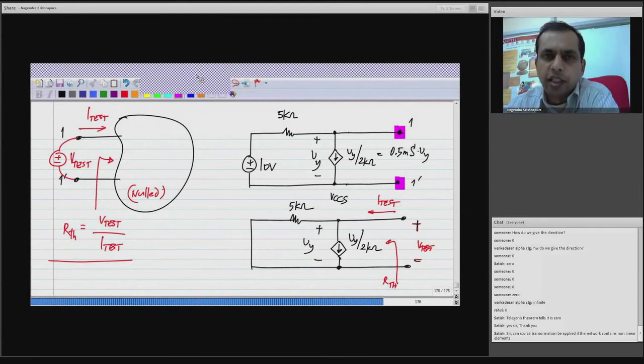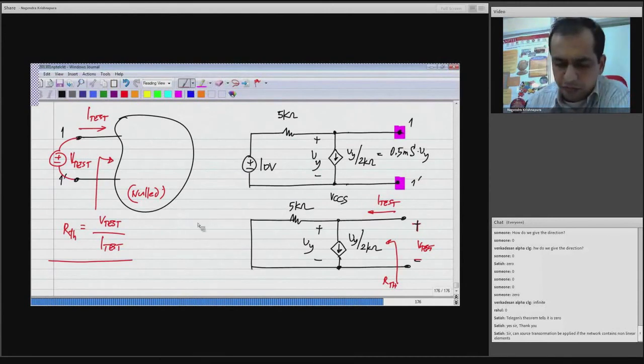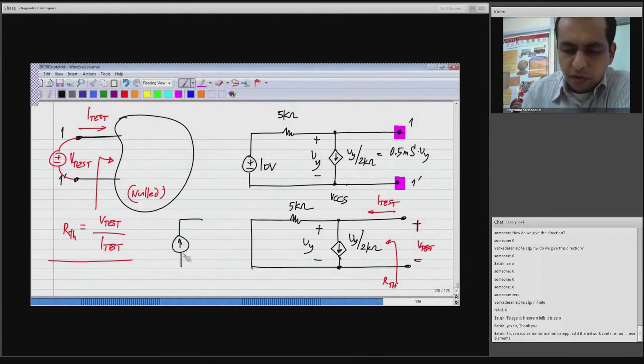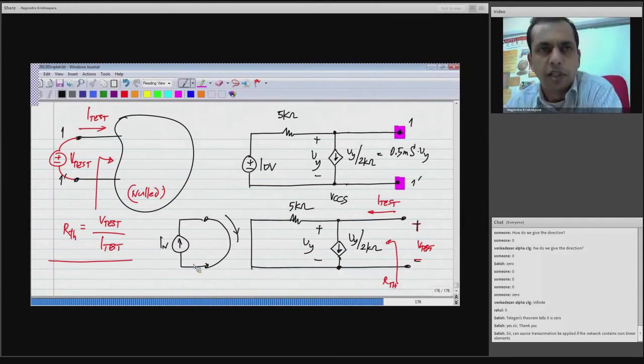So if the current is actually flowing from 1 to 1 prime, then inside you will have a current source like this. If in the short circuit current is flowing that way, then inside I_N will be like that. If it's in the opposite direction, then I_N will also be in the opposite direction. So there is no confusion here.